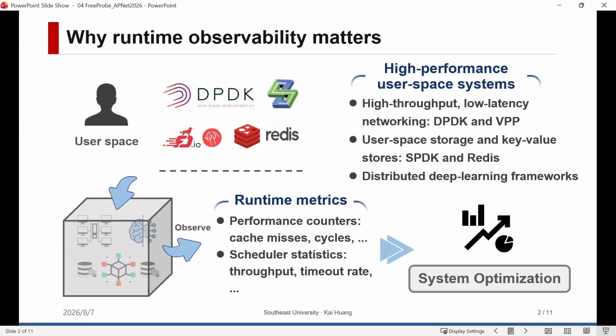High-performance systems increasingly move critical work into user space. Examples include DPDK and VPP for networking, SPDK and Redis for storage, and distributed learning systems. These systems are optimized continuously, and their progress depends on runtime metrics. Without visibility into the hot path, we cannot identify the right optimizations.